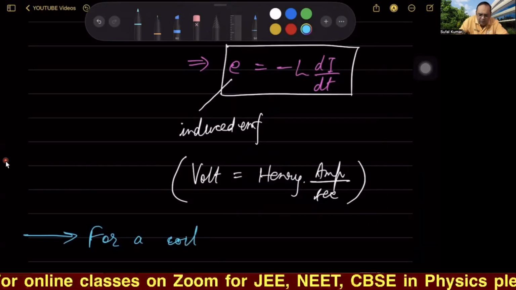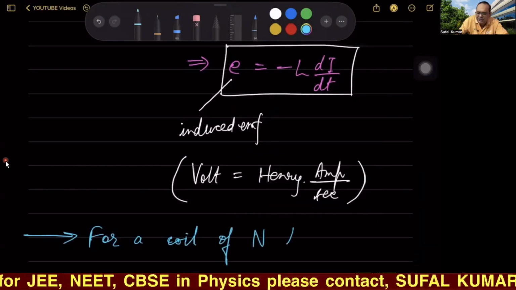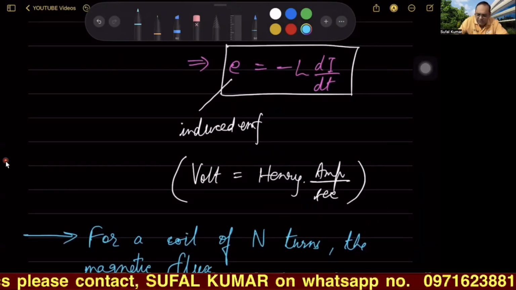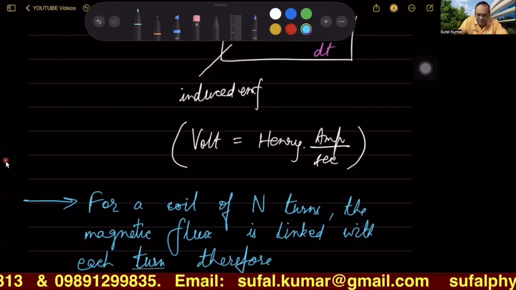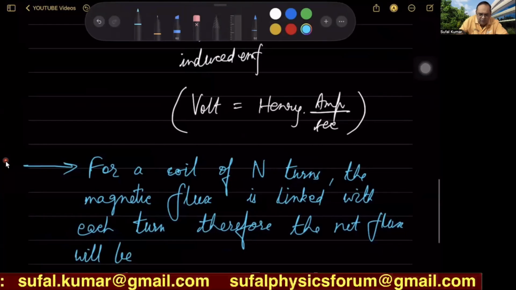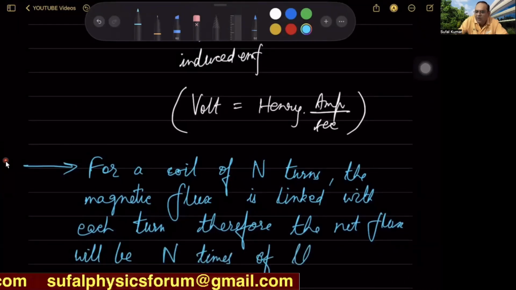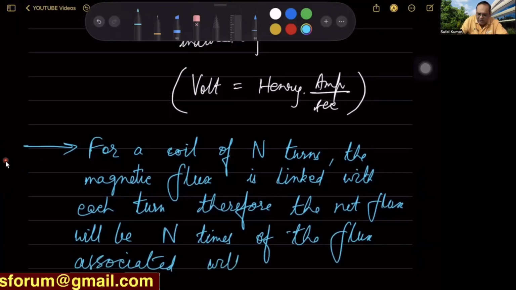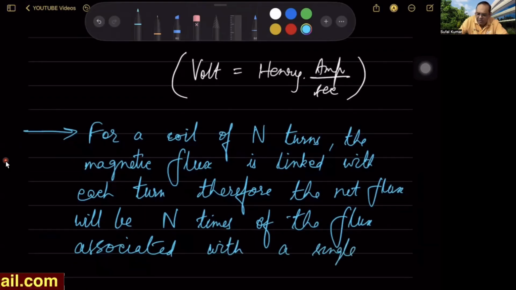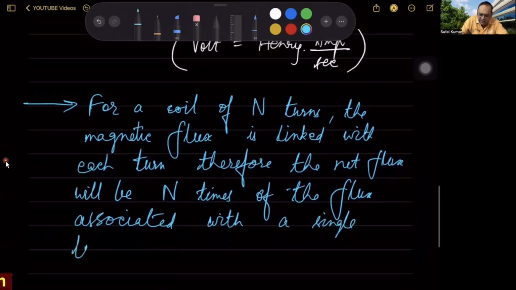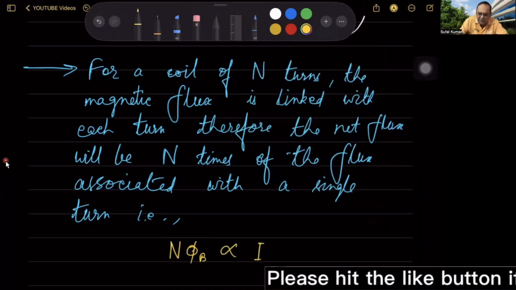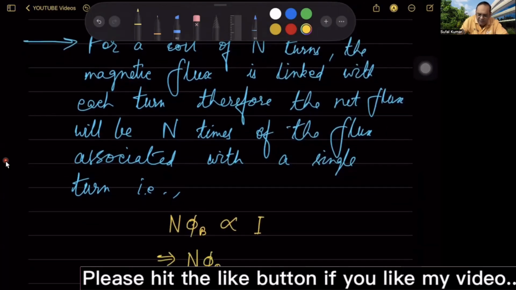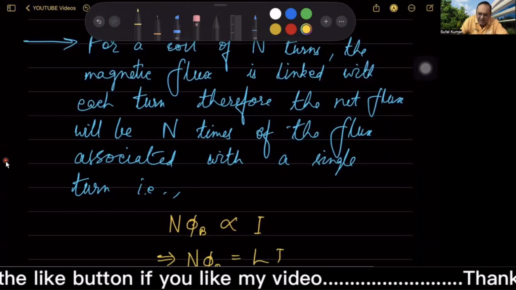Another point, for a coil of N turns, the magnetic flux is linked with each turn. Therefore, the net flux will be N times the flux associated with a single turn, that is, N phi is proportional to I and N phi is equal to Li.